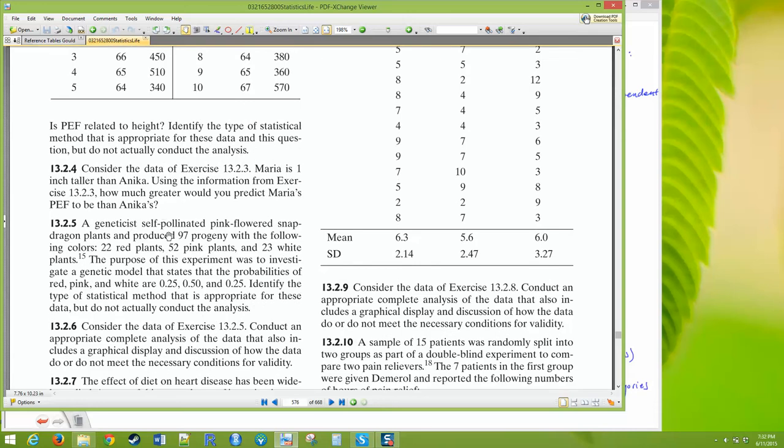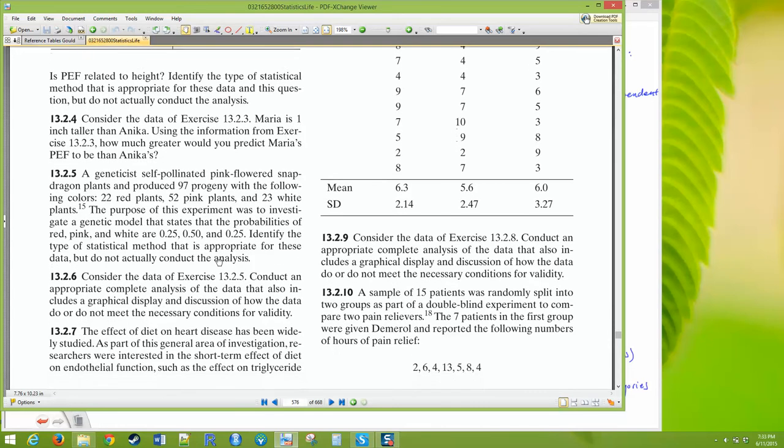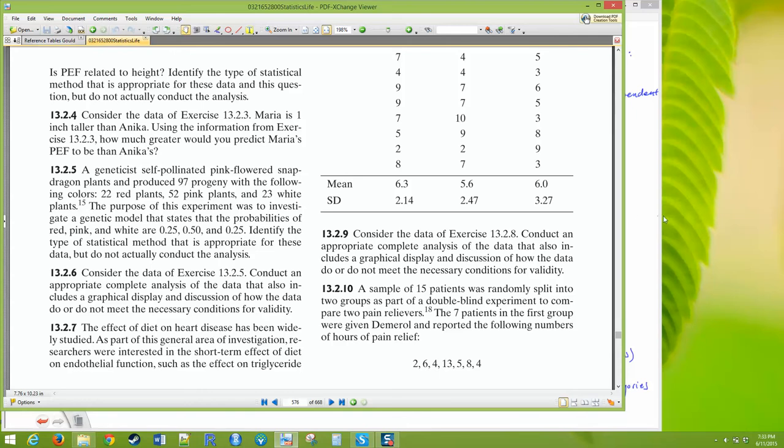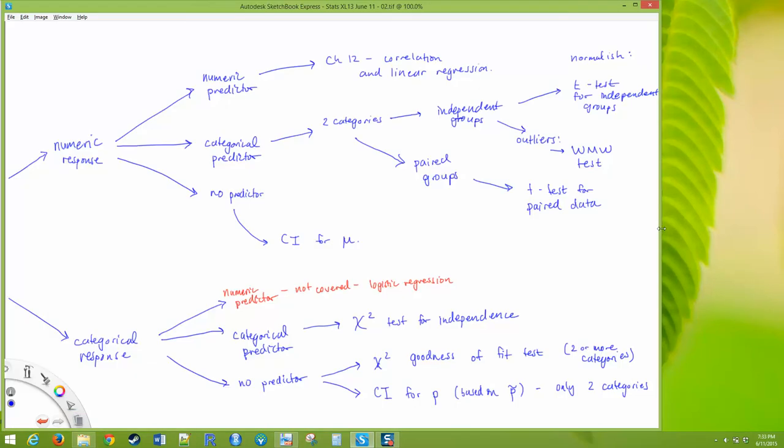A geneticist self-pollinated pink flower snapdragons and produced 97 progeny with the following colors: 22 red plants, 52 pink plants, and 23 white plants. The purpose of this experiment was to investigate a genetic model that states that the probabilities of red, pink, and white are 0.25, 0.50, and 0.25, respectively. What is the appropriate statistical method for this problem? So what would we do for that one?